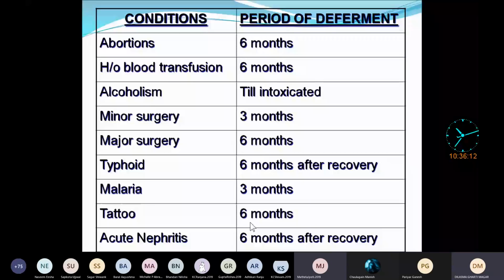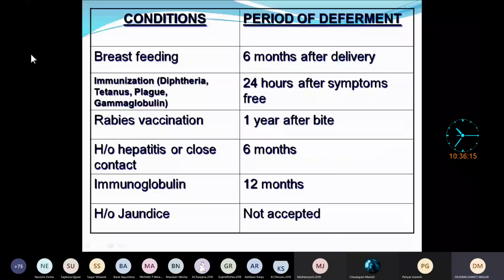Now the other chart is also there. So here, in case of a breastfeeding female, we will not take the blood for 6 months after delivery. So the mother has to give the nutrients to the newborn kid, isn't it? So that's why she's breastfeeding, and one should not take the blood. Understood here? So breastfeeding means the mother cannot donate the blood.